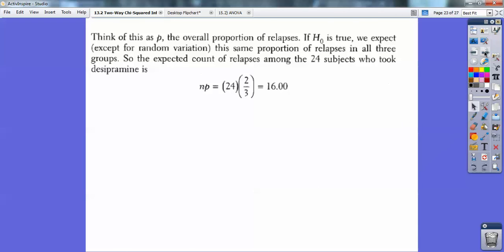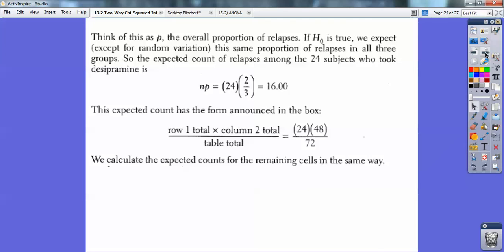Think of this as p, the overall proportion of relapse. If your null hypothesis is true, we expect, except for random variation, the same proportion of relapse in all three groups. So the expected count of relapse among the 24 subjects who took desipramine is going to be 16. Same with all the other ones, you guys: 24 times 2/3. The expected count has the form of row 1 times column 2. Row 1 has a total of 24, and column 2 has a total of 48. If you multiply that out and divide by 72, you get 16 for each one.